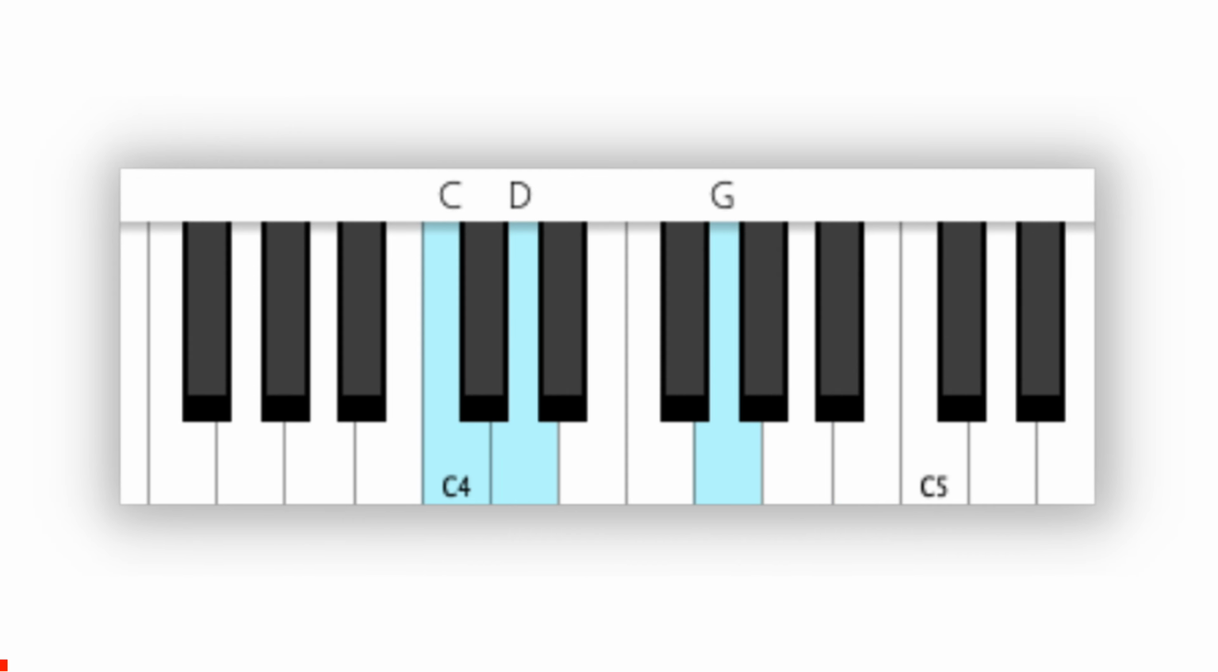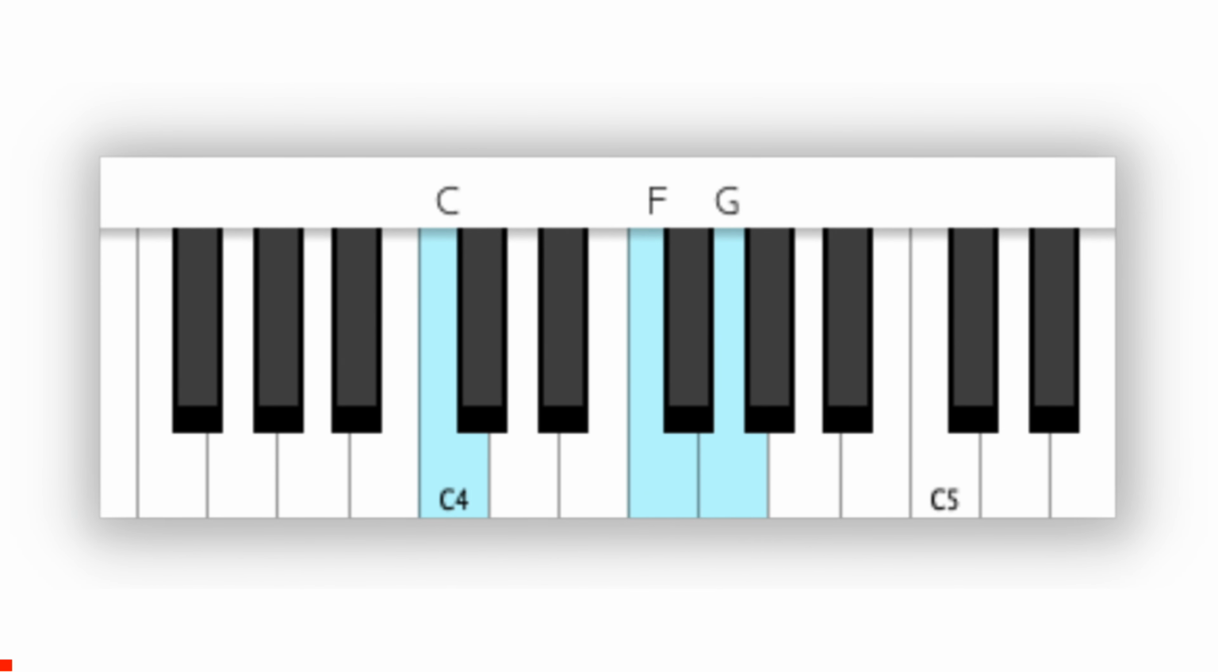A suspended chord, also known as a sus chord, is a type of chord in which the third is replaced by either the second or the fourth note of the scale.